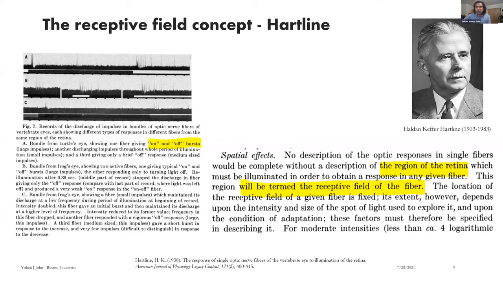Even here, right from the get-go, you see that there are interesting patterns of on and off cells. Some cells will respond positively to the presence of light, and some will prefer light to go off. Even at this stage, you can see, I think in A, a bundle from the turtle's eye showing one fiber giving on and off bursts. I think this one releases a burst when the light turns off. And then I think there's another one; I think they're superimposed. This one likes the onset, but then continues to fire. So you see a bunch of different cell types. B seems to fire in the middle, a little bit after the onset. So this on and off pattern has been observed for quite a while in the retina.